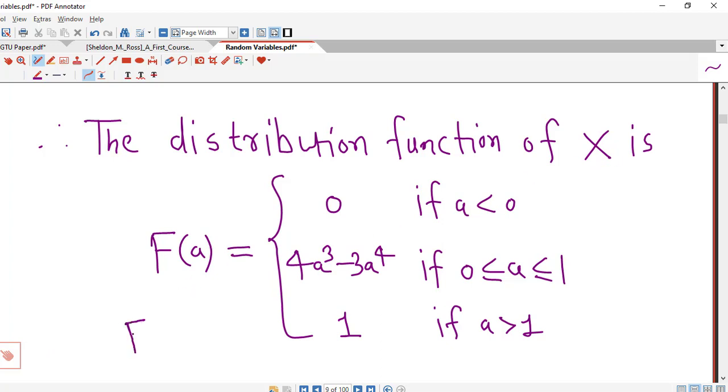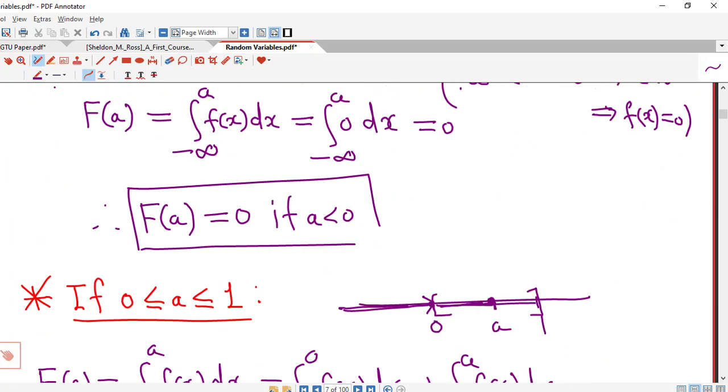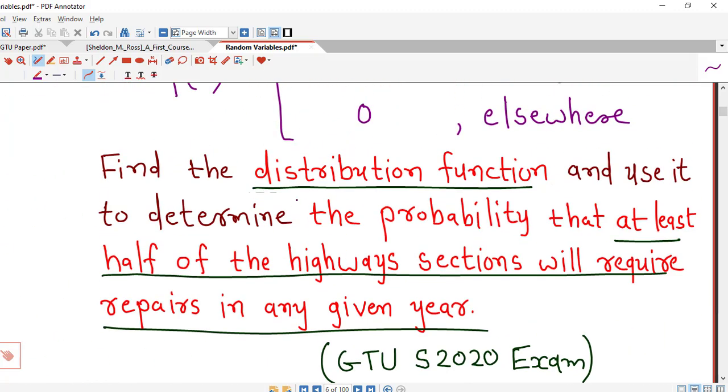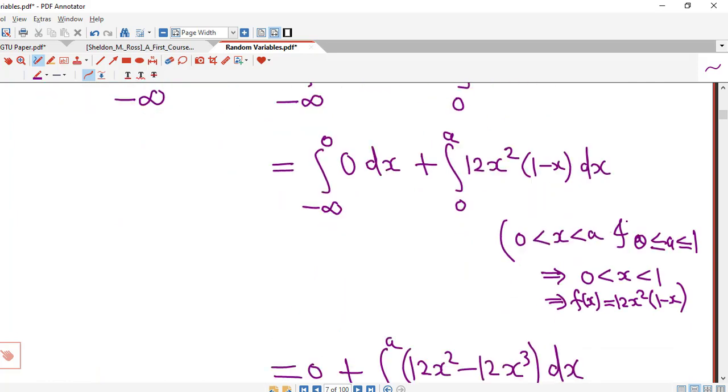If you wish, you can replace this a by another variable, x also. So this a or x is a dummy variable. Now we have obtained the first part of the given problem. We had to find the distribution function and use it to determine the probability that at least half of the highway sections will require repairs in any given year. So now we have to determine this probability.